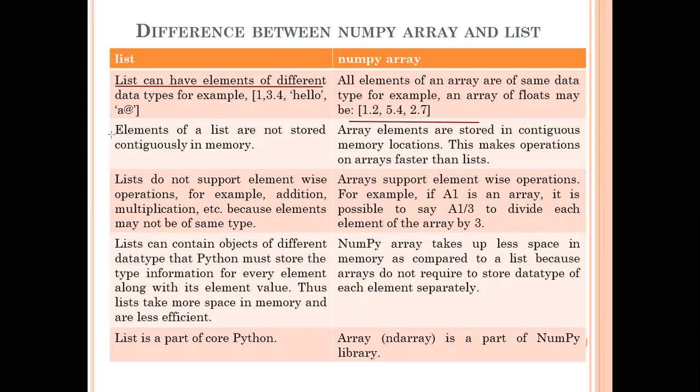The elements of a list are not stored continuously in memory. But in a Numpy array, the data is stored in memory in continuous form. So operations on arrays are faster than on lists, because the data in a Numpy array is stored in continuous form.